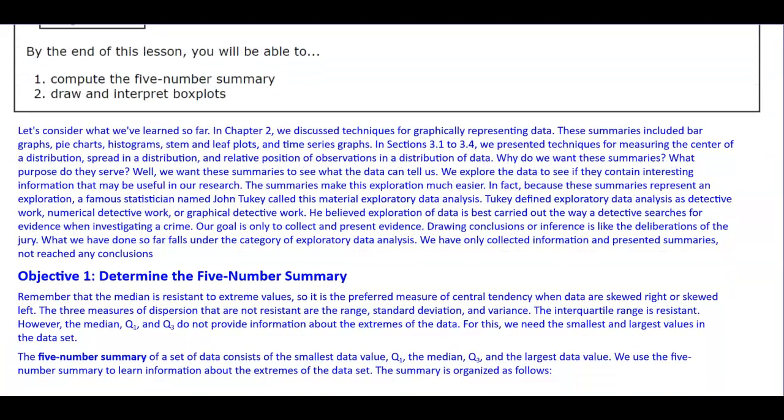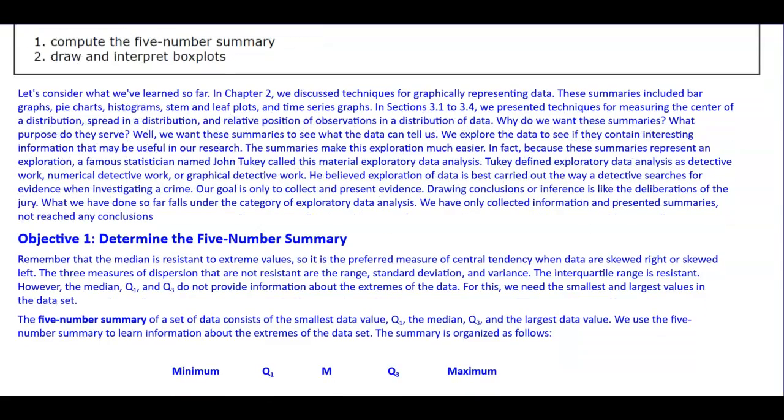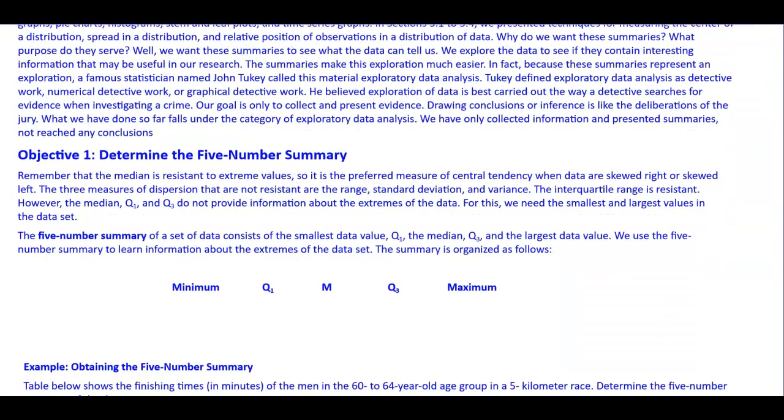Objective 1. Determine the 5-number summary. Now remember that the median is resistant to extreme values, so it is the preferred measure of central tendency when data are skewed right or skewed left. The 3 measures of dispersion that are not resistant are the range, standard deviation, and variance. The interquartile range is resistant.